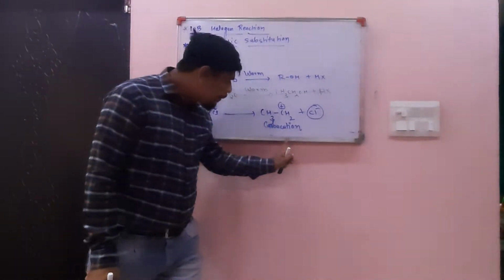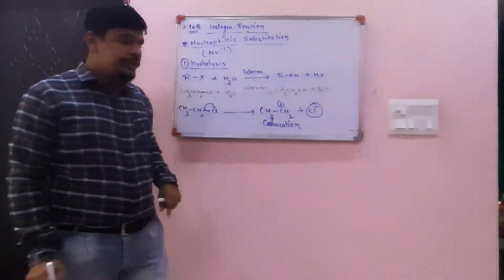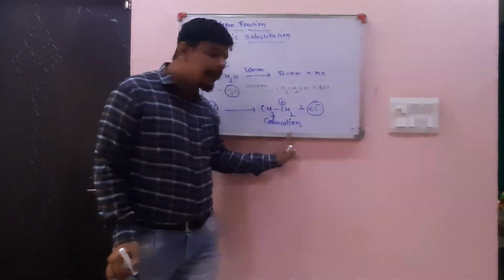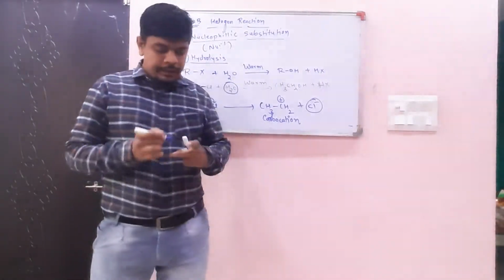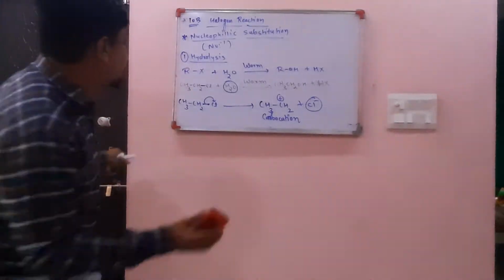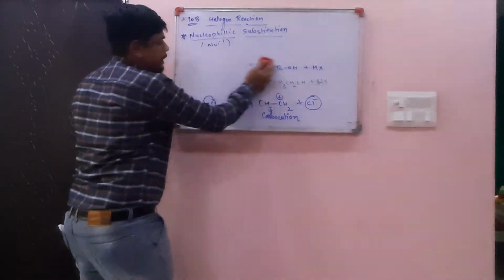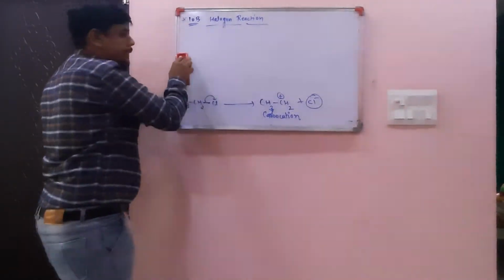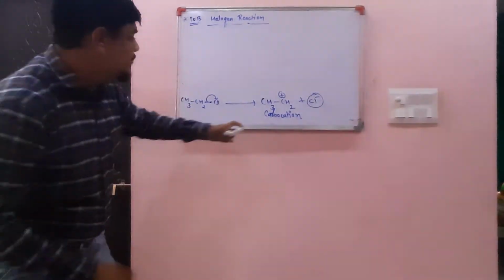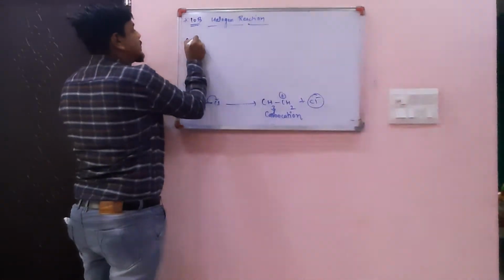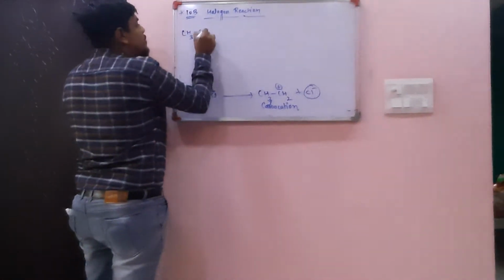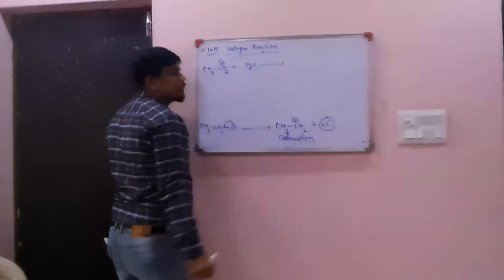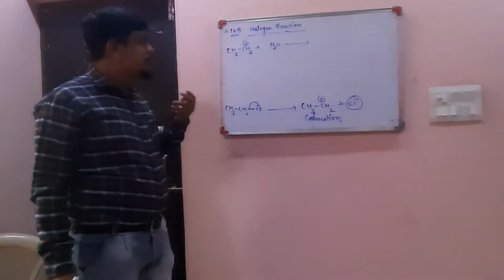Now the nucleophile will attack this carbocation. Here the nucleophile is water. This water nucleophile will attack the carbocation. So what product will you get? Say, on this carbocation, CH3CH2 with a positive charge, a water molecule attacks.